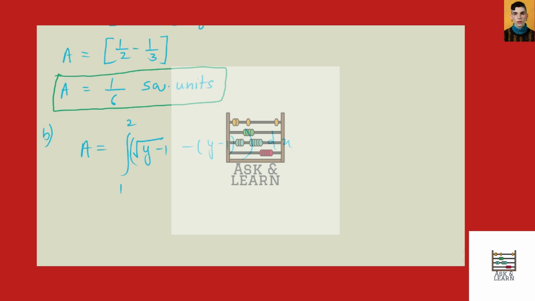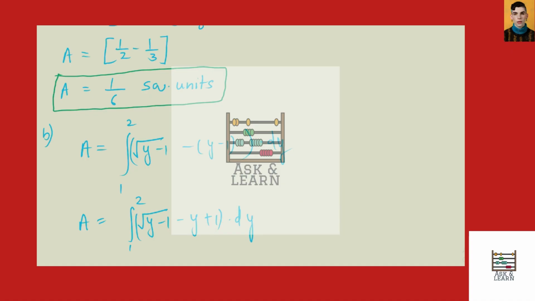We can write this same expression in simplified form as area equals the integral for the limit 1 to 2 of square root of y minus 1 minus y plus 1. Sorry, this was not dx, but this was dy. By mistake I wrote dx here. This will be dy, and this will be dy again.